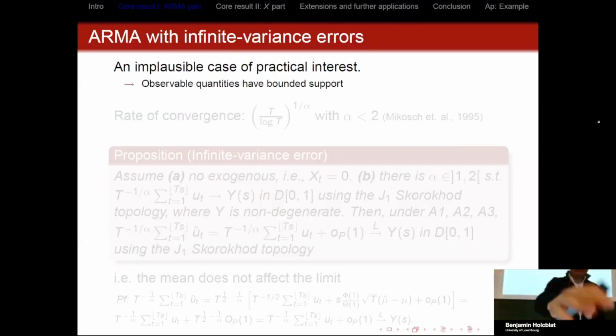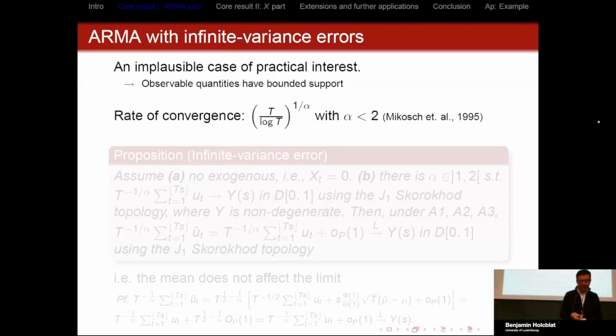Maybe let's just not forget about the X part and just do the infinite variance case for the fun of it. When you have infinite variance, because you have a lot of variability in the data, you learn faster, and typically your rate of convergence is faster than square root of t. And actually you have very little result on ARMA with infinite variance, except this paper by Mikosch and co-authors, where they get a rate of convergence of (t log t) to the power 1 over alpha, with alpha strictly smaller than 2.